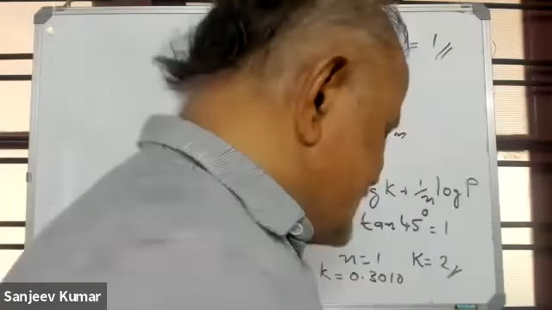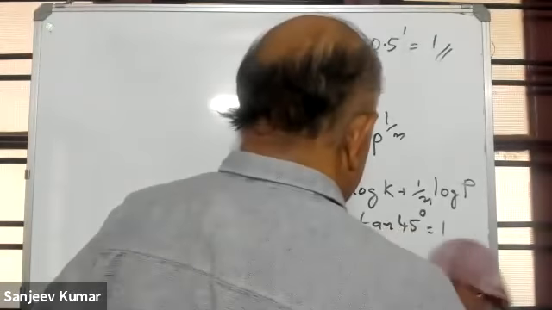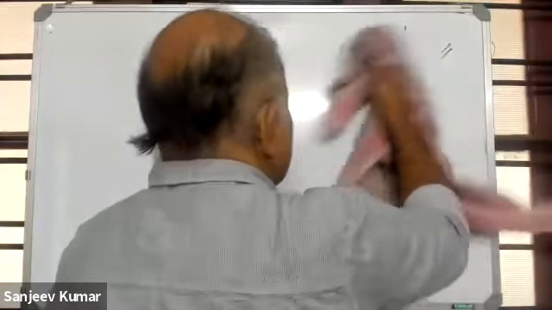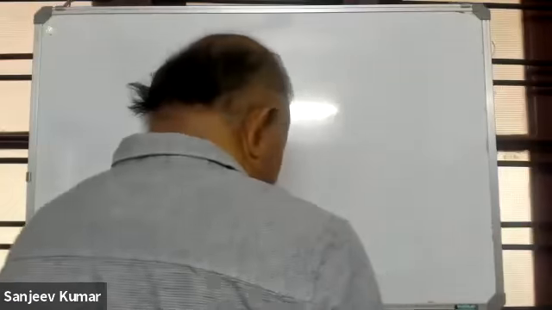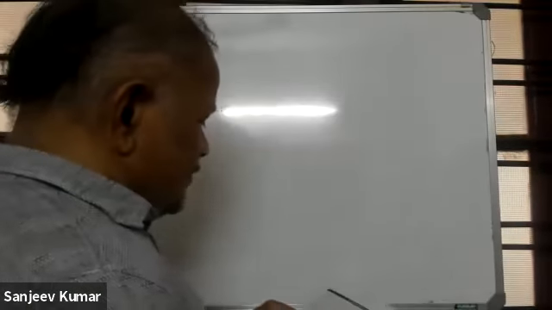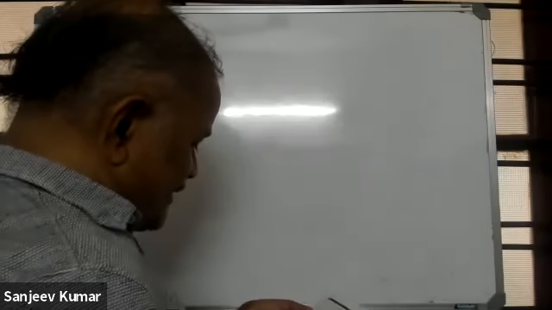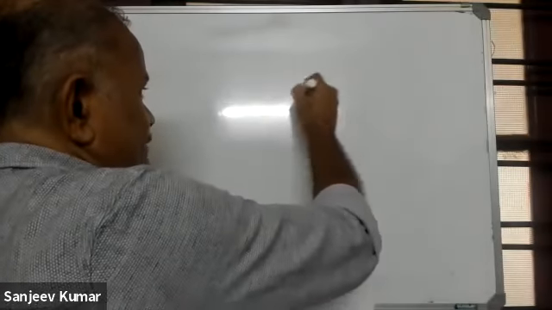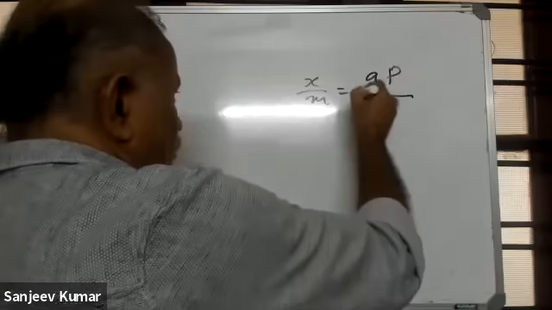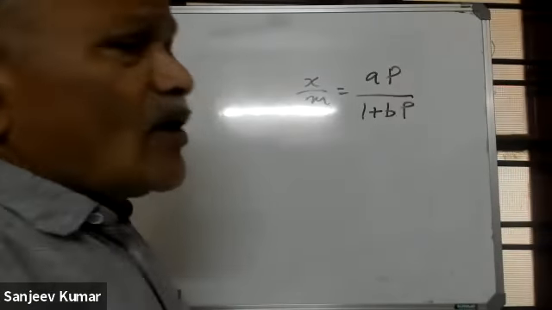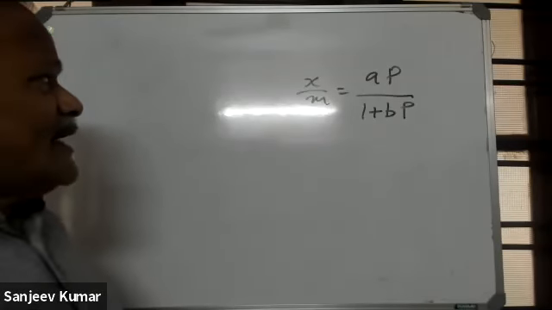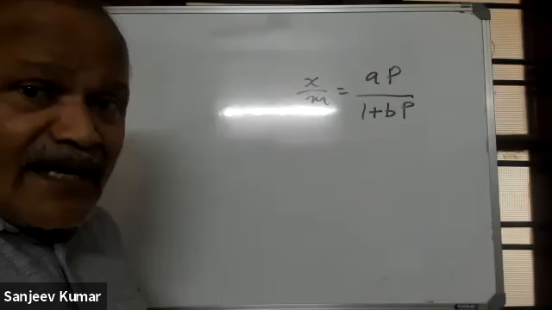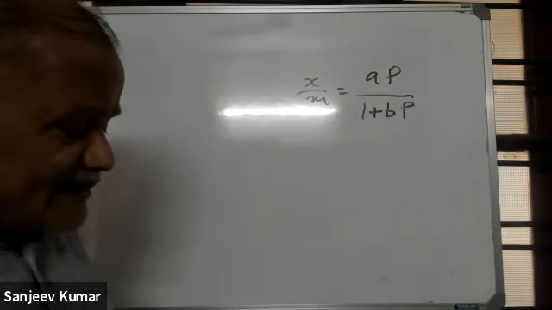I already mentioned that the Langmuir adsorption isotherm is for chemical adsorption, and the Freundlich adsorption isotherm is for physical adsorption. The Freundlich adsorption isotherm is x/m = K P^(1/n), but the Langmuir adsorption isotherm is x/m = aP/(1 + bP), where a and b are constants, x is the amount of adsorbate, m is the gram of the adsorbent, and P is the pressure of the gas. This is the Langmuir adsorption isotherm.